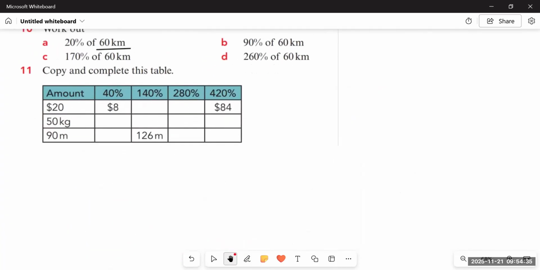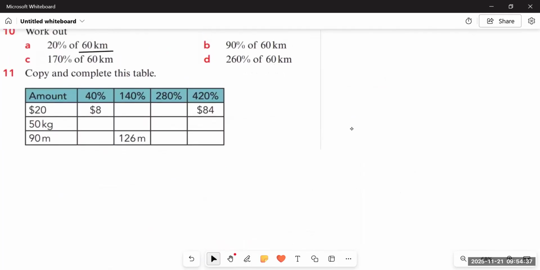Now, in question number 11, it's exactly the same. In the first row, we have to calculate different percentages of $20. In the second row, we have to find the different percentages of 50 kilograms. In the third one, we have to find different percentages of 90 meters. So we'll do the same thing.